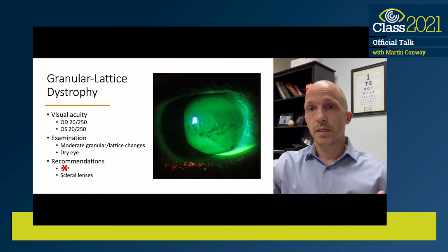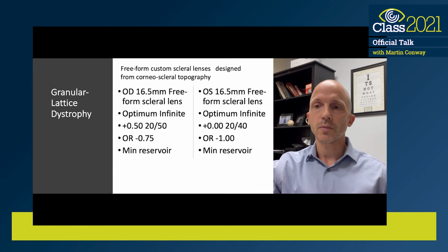Well, his options are you could have a full thickness corneal transplant or be fit with scleral contact lenses. We all decided, including the cornea specialist, patient, and myself, to try scleral contact lenses. We did fit him with freeform customized scleral lenses from corneal scleral topography, manufactured with Optimum Infinite material. His first initial pair, he did quite well, 20/50 in the right eye, 20/40 in the left eye.